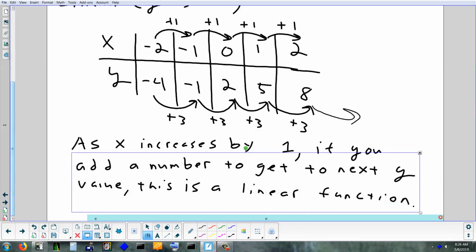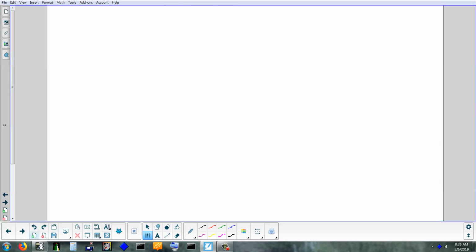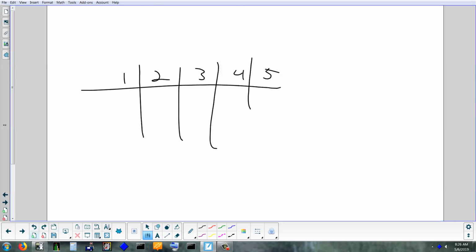All right? So like, if I made up a table like this, 1, 2, 3, 4, 5. Okay, I don't even have a formula. I have no idea what formula I'm using. But as long as I add the same number each time in the y values, I know that it would be a straight line. Right? Let's start with 0. Somebody give me a number to add each time. 2. 2, 4, 6, 8.